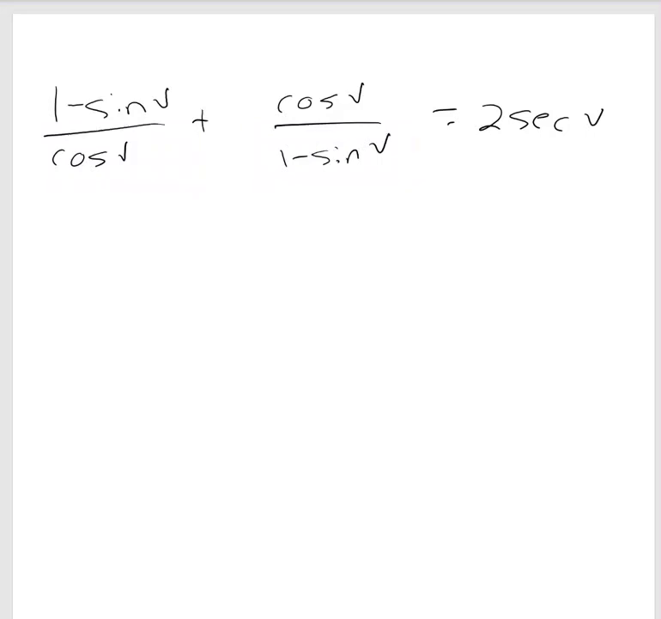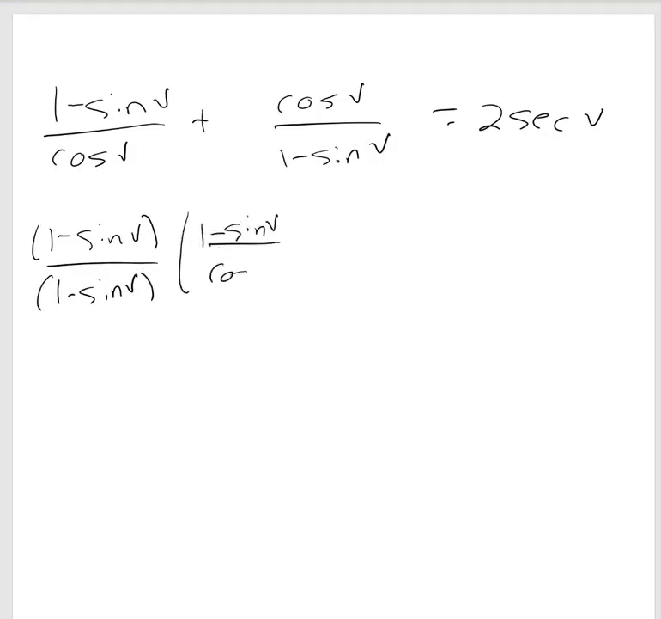So I'm going to use the left side. I'm going to find a common denominator. So I'll show you the long way. The common denominator would be cosine v times (1 minus sine v). So I'm going to multiply the first one by (1 minus sine v) over (1 minus sine v). Remember that's equal to 1, so I haven't changed anything. I have (1 minus sine v) over cosine v. And then the second one, I need to multiply top and bottom by cosine v to get the common denominator. And again, remember cosine v over cosine v is 1, so let's write what we have.